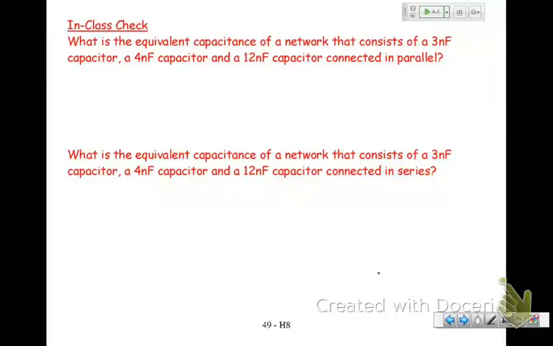What's the equivalent capacitance of a network that consists of a 3 nanofarad capacitor, a 4 nanofarad capacitor, and a 12 nanofarad capacitor connected in parallel? So you know they're in parallel when there's a junction. There's a splitting or a joining of wires.